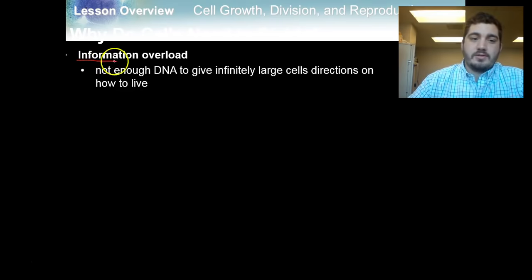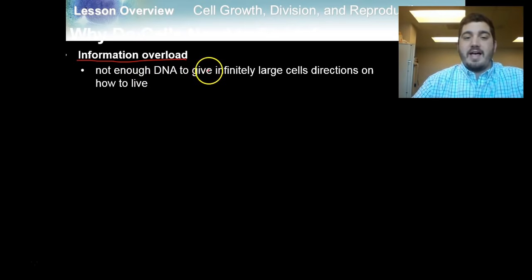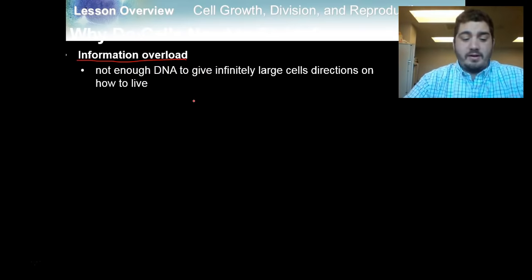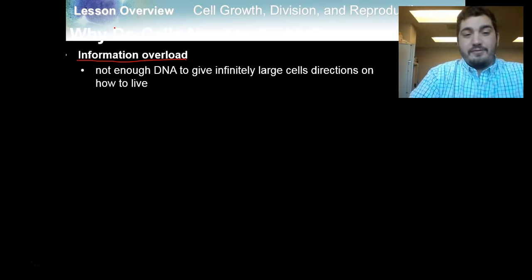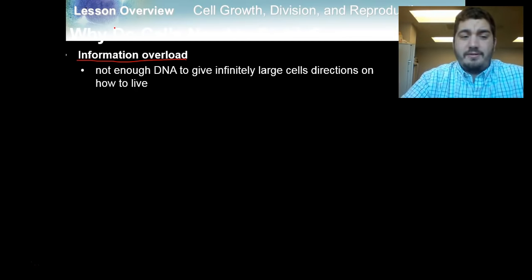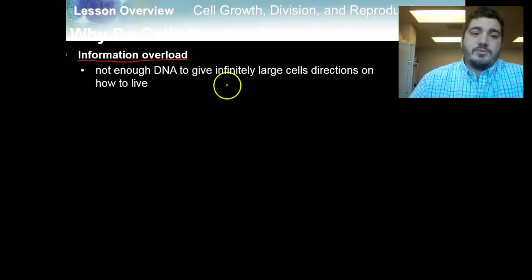The first one is called information overload, okay? And this refers to the fact that there's not enough DNA to give infinitely large cells directions on how to live, right? Basically, cells need to divide because if they got so big, eventually they would have tons and tons of organelles and lots of different processes for life going on, right? And all these different organelles and processes have very specific pieces of DNA, or codes of DNA, that tell them how to live. So if cells got so big, they would need an infinite amount of DNA to give them this information on how to live, and that's just not possible. All right, so the first one is information overload.